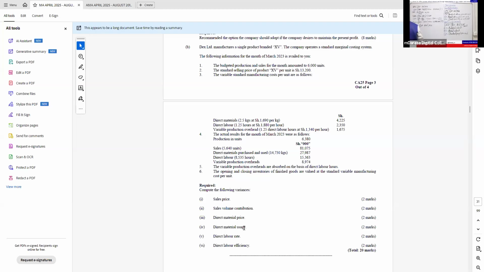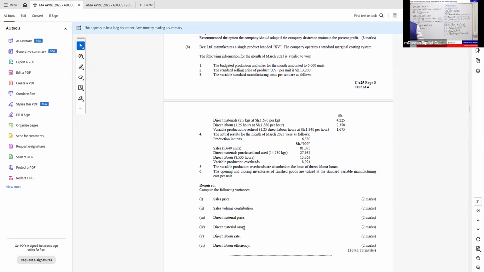Standard price for the material, we are told 2.5 kgs at 1690 per kg. That is not number 2, no, number 3. Direct materials, 2.5 kg at 1690 per kg. We less the actual price of the material. The actual price we have as follows: direct material purchase and used.